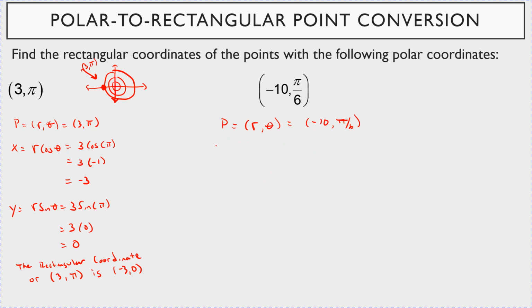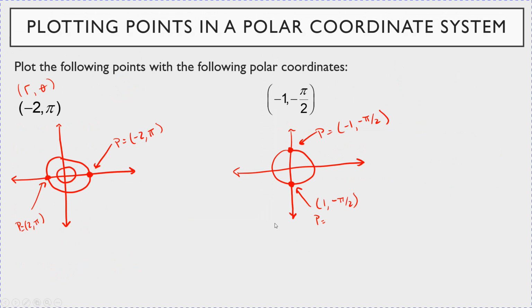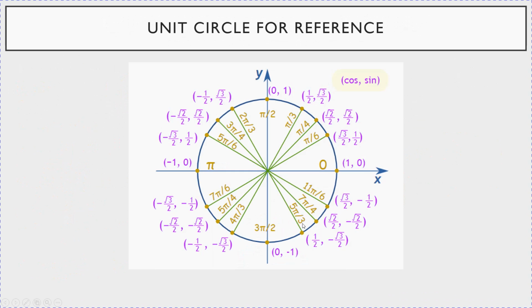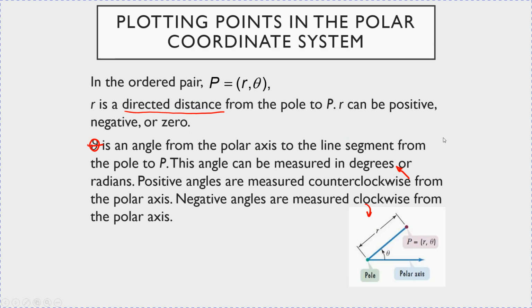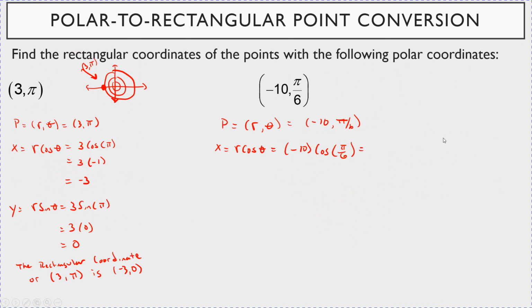So x is equal to r times cosine of theta. Well, that's negative 10 times cosine of pi over 6. We need to go back to the unit circle. Cosine of pi over 6 is the square root of 3 over 2, and the corresponding sine will be 1/2. So this is negative 10 times the square root of 3 over 2, which when you simplify, you get negative 5 square root of 3.